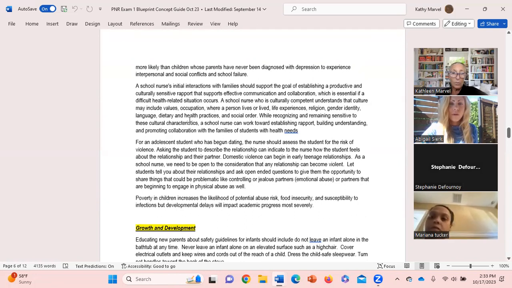What else here? School nurses' initial interactions with family. Okay, this is how do school nurses communicate with families? Right? What if you're working with families of immigrants that don't speak the language and you don't know the culture? What do you do?